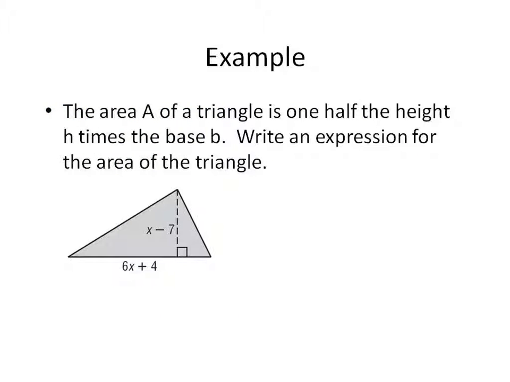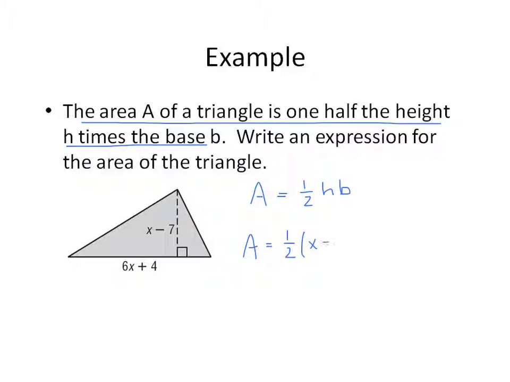Alright, a word problem we're going to look at says the area of a triangle is 1/2 the height, which is h, times the base, which is b. Write an expression for the area of this triangle. I first want to translate this first sentence into a formula: the area of a triangle is 1/2 the height times the base. If we're looking for the area of this triangle, it's going to be 1/2 times the height, which is x minus 7, times the base, which is 6x plus 4. To simplify this, you could distribute your 1/2, but it doesn't distribute very nicely to the x minus 7.